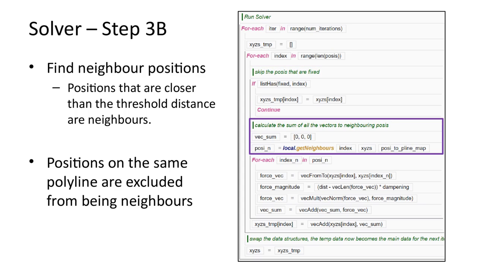The next set of statements inside the body of the solver loop then get the neighboring positions. The neighbors will be those positions that are closer than the threshold distance specified in the flowchart parameters. This uses a local function that we will have a look at in a moment. But for now, you can assume that this function returns a list of indexes of all the neighbors. The position being modified will be attracted to these neighbors.